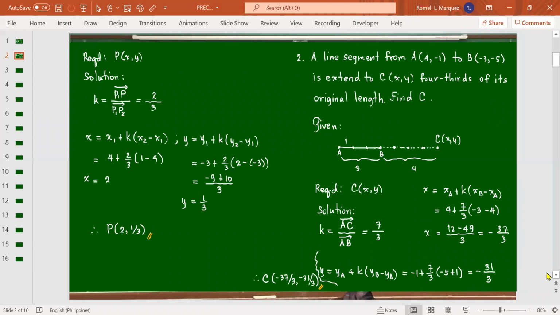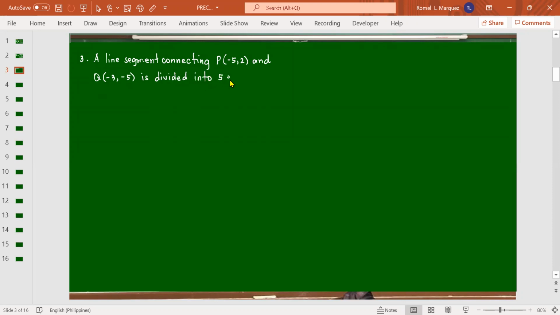Okay now, guys? What about number 3? A line segment connecting P, coordinates negative 5, 2, and Q, coordinates negative 3, negative 5, is divided into 5 equal parts.